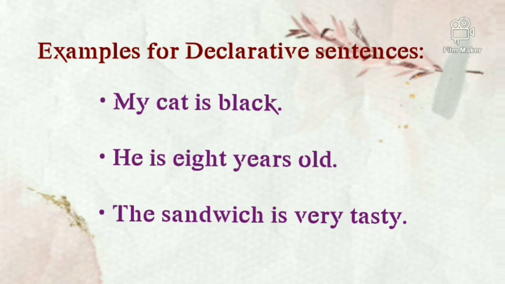My cat is black. He is 8 years old. The sandwich is very tasty. So, declarative sentences are statements that tell us some information and it always ends with a period or full stop.